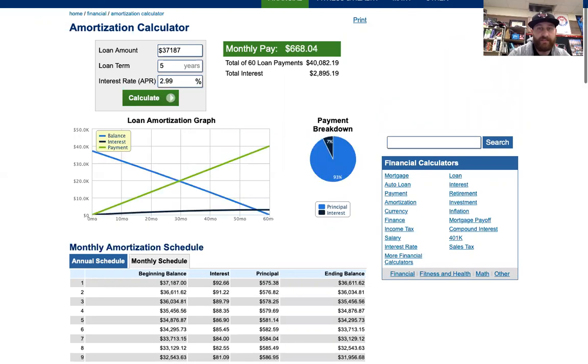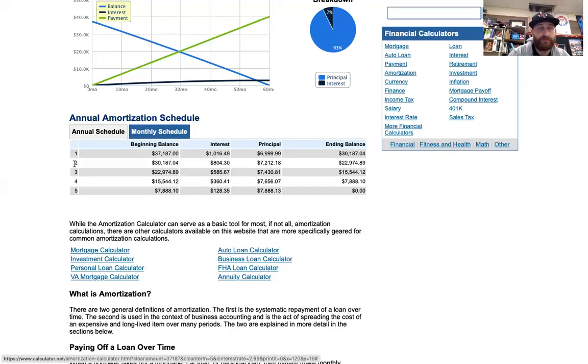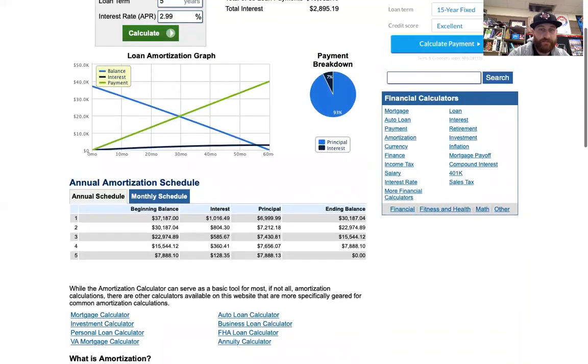And what is nice down here at the bottom of this website, you click on the annual schedule. It will give you the points that you would want to plot for your graph. So it's going to give you 1 and 37,187. It's going to give you 2 and 30,000. Then it's going to give you 3 and 22,974. 4 in that, 5 in that. So it gives you the information that you'd want.